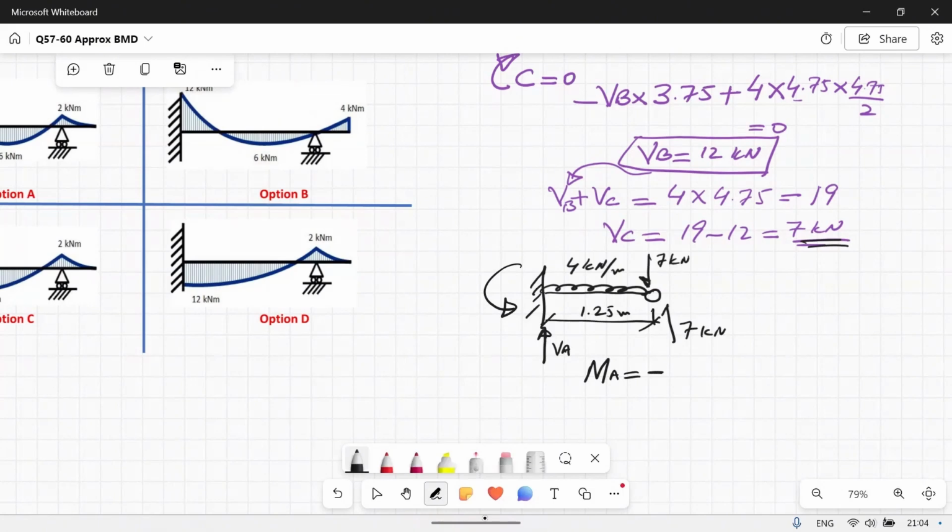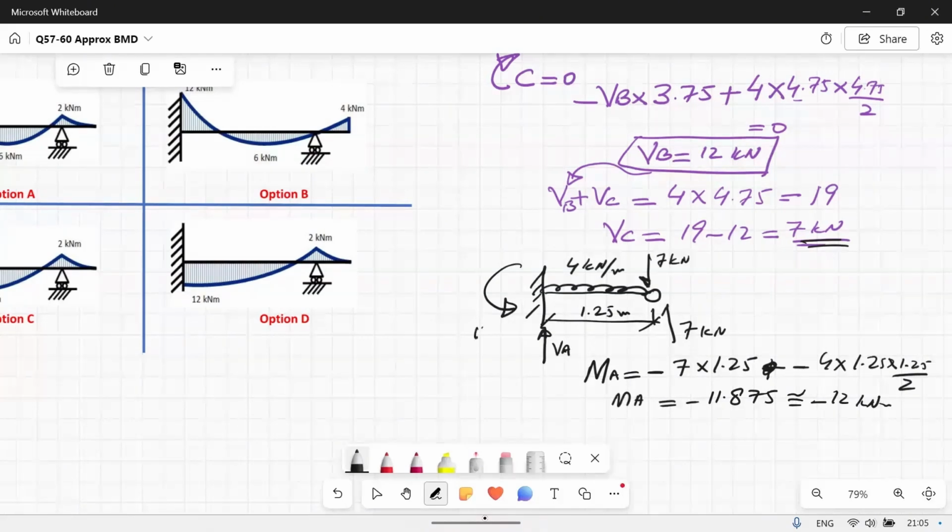That will be equal to the moment from these loads. So 7 times 1.25 plus, in fact I will take it as negative, 4 times 1.25 times 1.25 divided by 2. This will give me 11 minus 11.875, or I could say about minus 12 kilonewton meter. This is the reaction moment. So the reaction moment is anti-clockwise, 12 kilonewton meter.